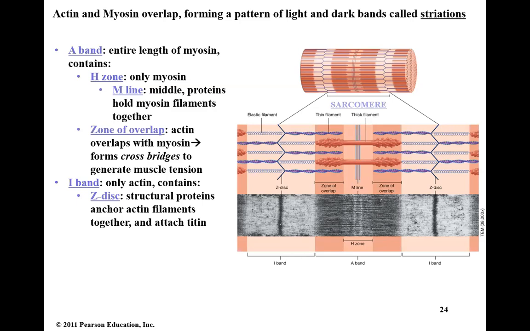So when you have a lot of these doing this at the same time, that's going to shorten your entire muscle. Okay. Again, the functional contractile unit of the muscle is a sarcomere, right? So even though our entire muscle is contracting, this action is occurring at these super tiny structures called the sarcomeres.